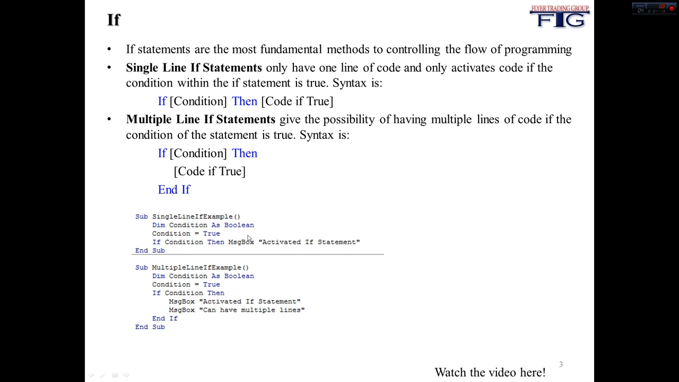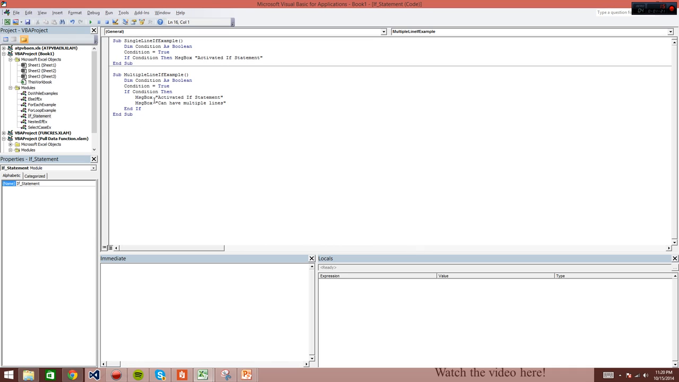So we're going to go through this example real quick. I've already typed it up in VBA, so we'll show you how this works out in practice. Going to the VBA window, you can see in this module we have our two examples, the single line and the multiple line examples. There are many types of conditions we can give, but I'm just going to have the bare bones minimum and say that something is going to be true. So we dimmed a condition as a Boolean value. Again, that's a true or false value.